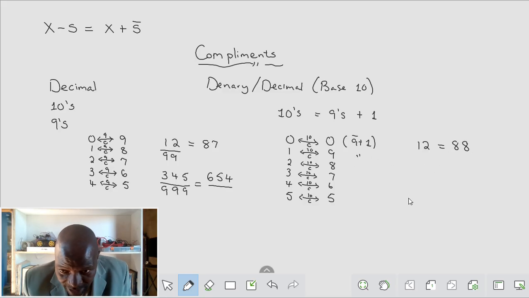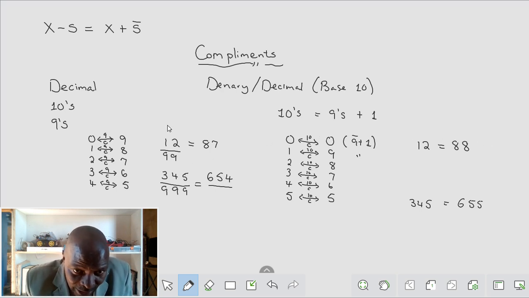Okay, let's take 345. Our rule said this is the 9's complement, 9's complement plus 1 makes this 655, because the previous one was 654, and 654 plus 1 is 655. Let's see what's interesting here. We said if we take a number and add it to its 9's complement, we are going to get a stream of 9's. So 7 plus 2 is a 9, and 8 plus 1 is a 9. Let's come to this one here. Let's take 654.